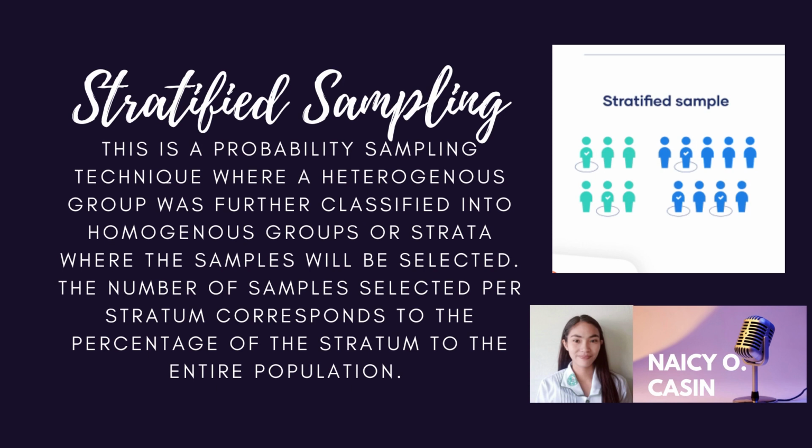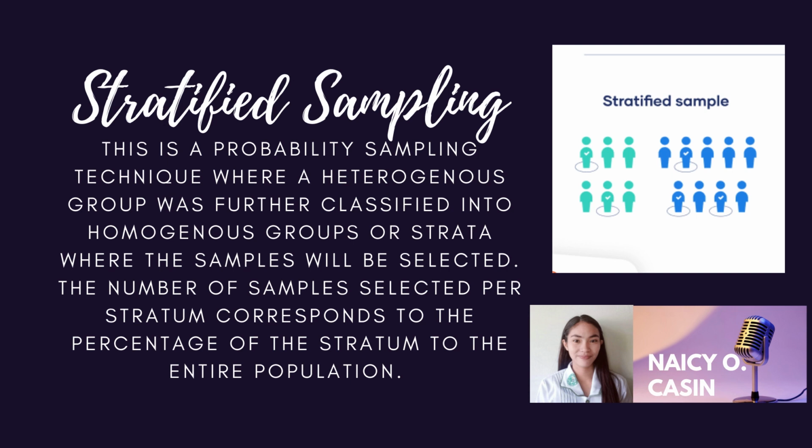Stratified sampling. This is a probability sampling technique where a heterogeneous group is further classified into homogeneous groups or strata, where the samples will be selected. The number of samples selected per stratum corresponds to the percentage of the stratum to the entire population. Strata is chosen to divide the population into categories relevant to the research interest. This sampling method is also termed stratified random sampling.